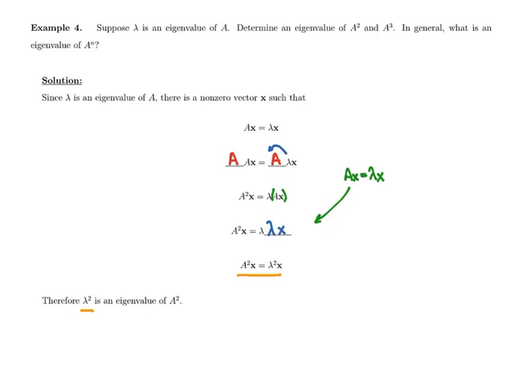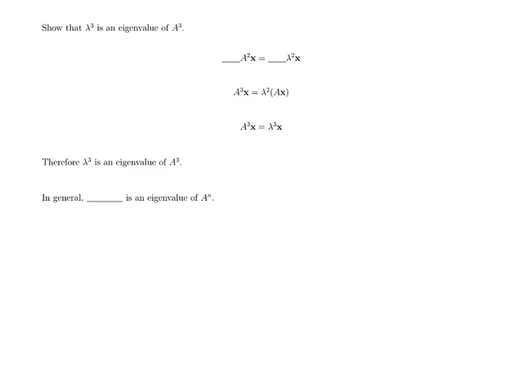Going back to the one trick we're doing, since I'm multiplying by A again, I can rewrite this Ax as lambda x again to get an eigenvalue. Let's do the same thing with A cubed. Let's show that lambda cubed is an eigenvalue of A cubed.